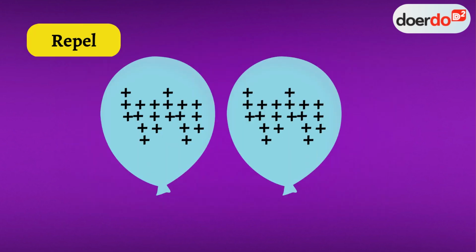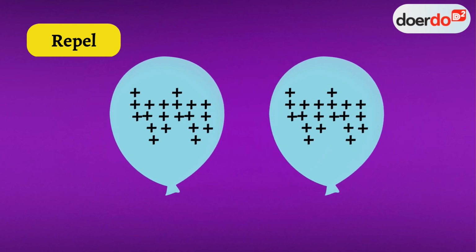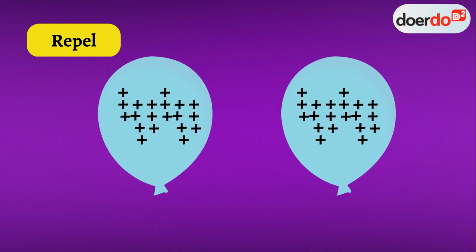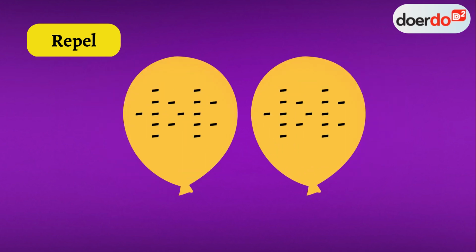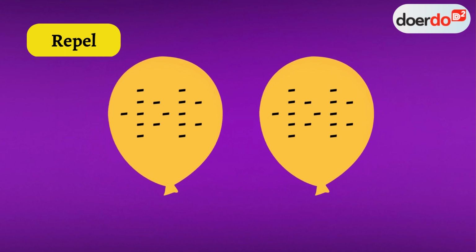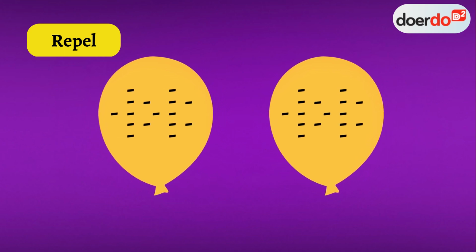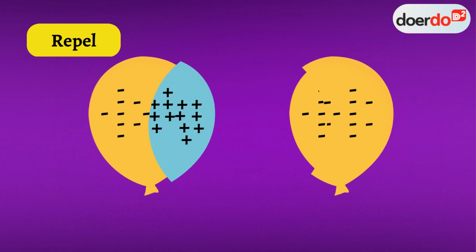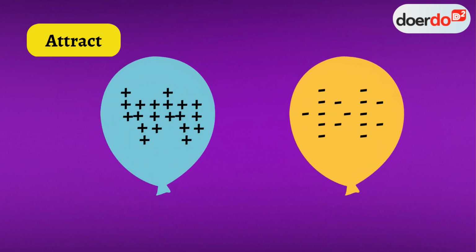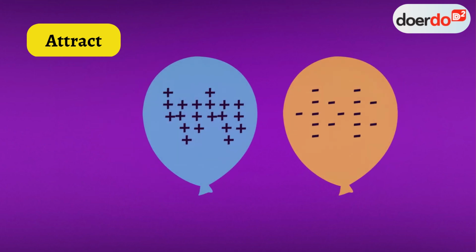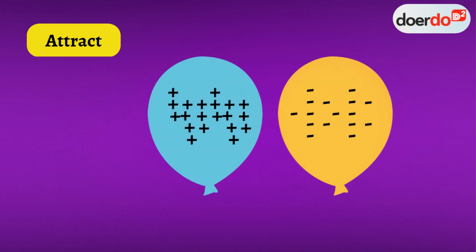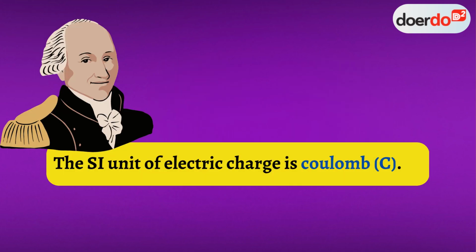If two positively charged objects are brought closer to each other, they will experience a repulsive force. Similarly, if two negative charges are brought closer to each other, they will experience a repulsive force. However, when a positively charged object is brought closer to a negatively charged object, they both will experience an attractive force. The SI unit of charge is coulomb.